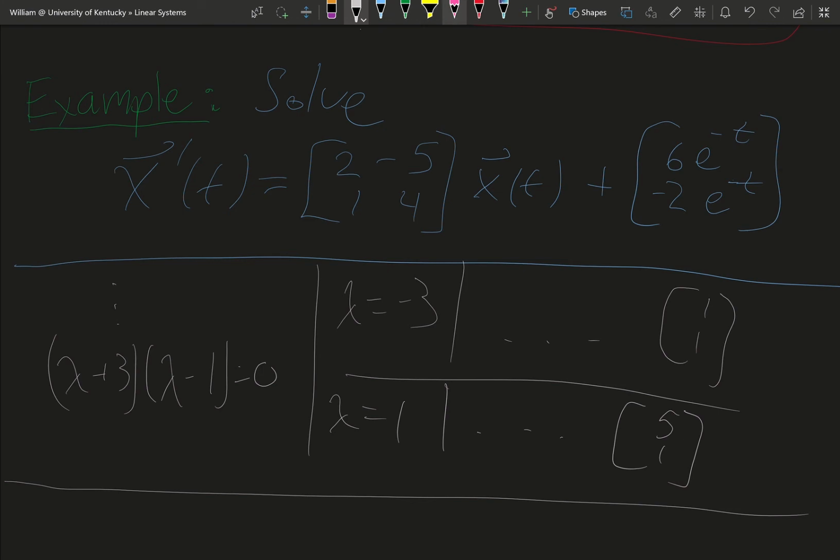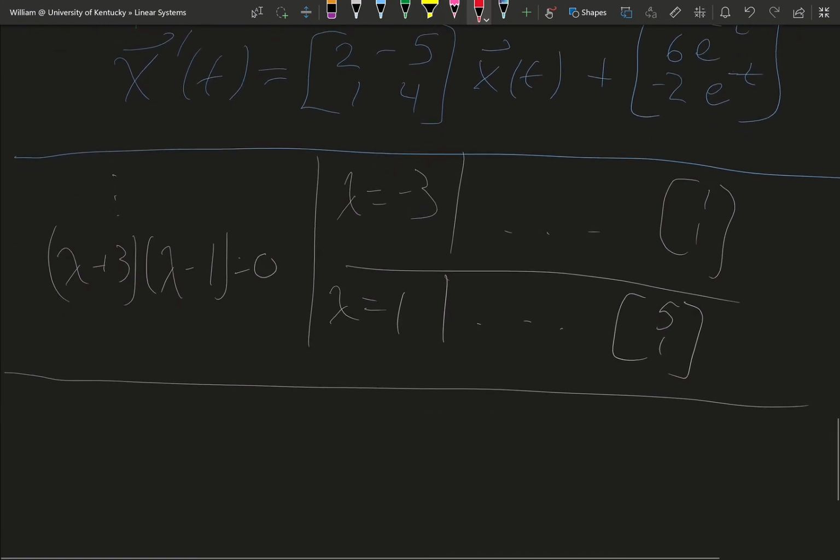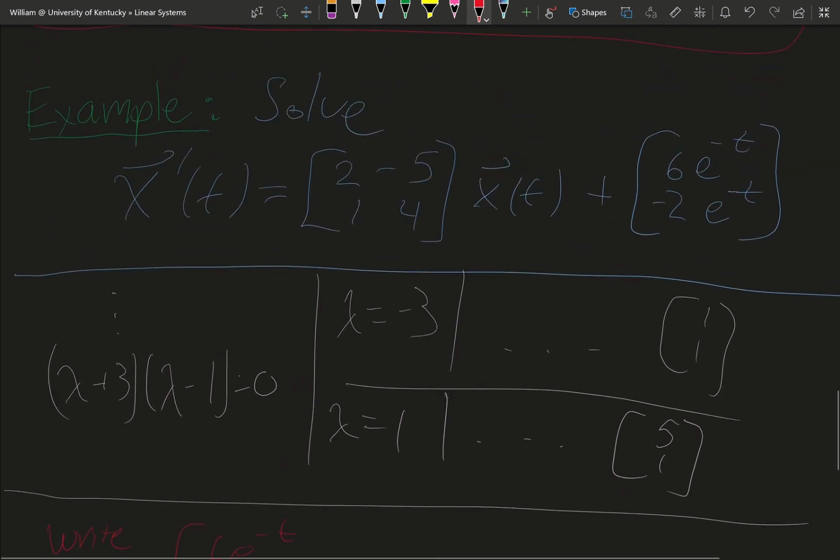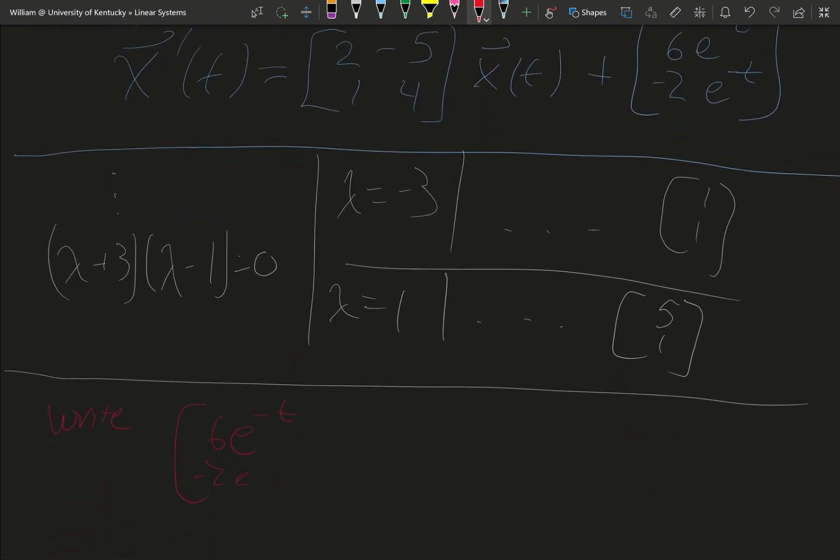So what we want to do next is write 6 e to the -t, -2 e to the -t in the right form. So we want to write it as f1 of t times 1, 1 plus f2 of t times 5, 1. And then from there we could proceed exactly as we did before.